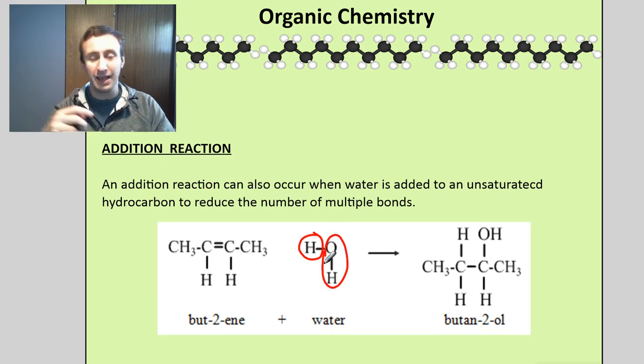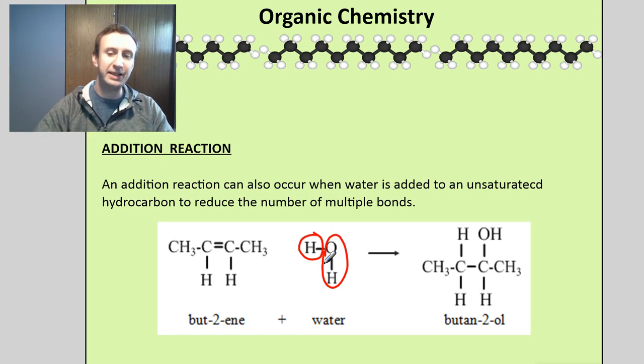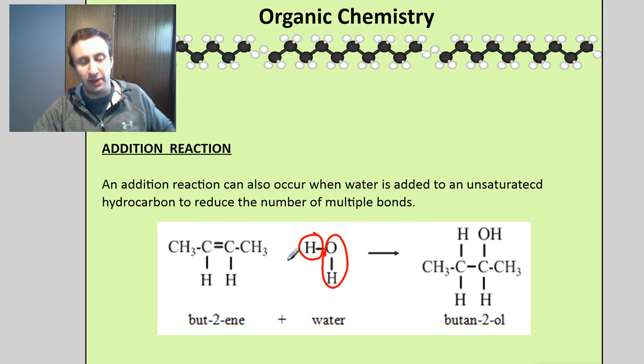Because the two things that are adding, the H and the OH, are two separate things, they're different, I end up having the option of getting isomers when I do this work, because I could get an H on one carbon and OH on the other, or vice versa, resulting in, depending on the structure, two different products. So an addition reaction can also occur when water is added to an unsaturated hydrocarbon to reduce the number of multiple bonds. So here's an example.